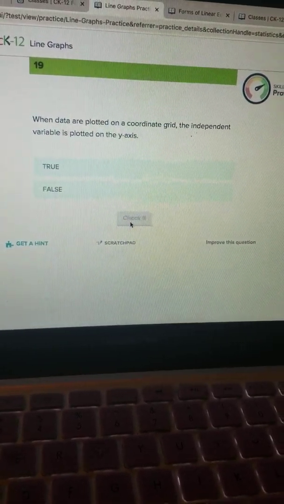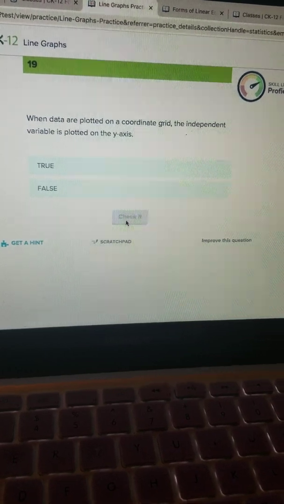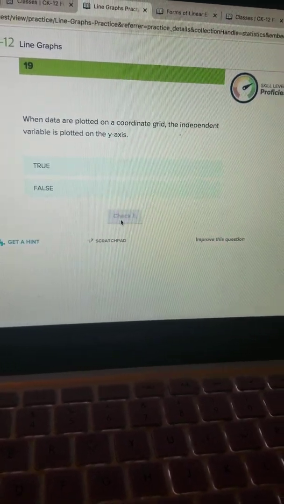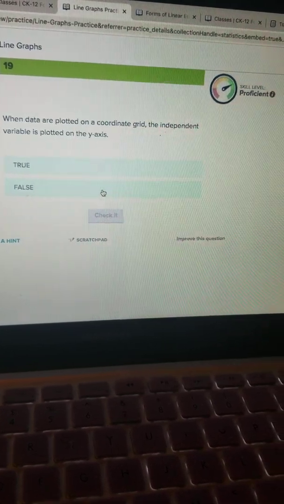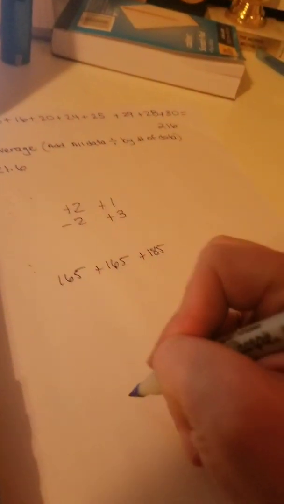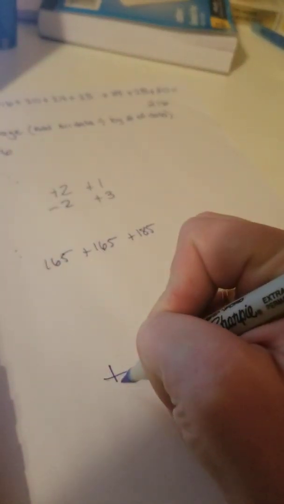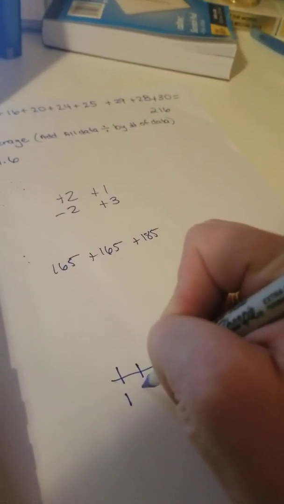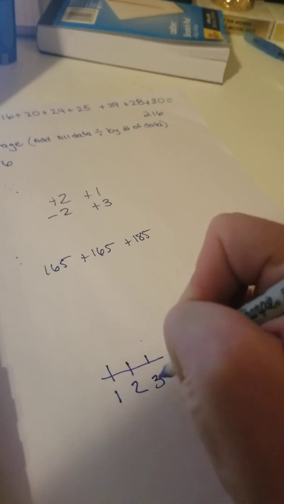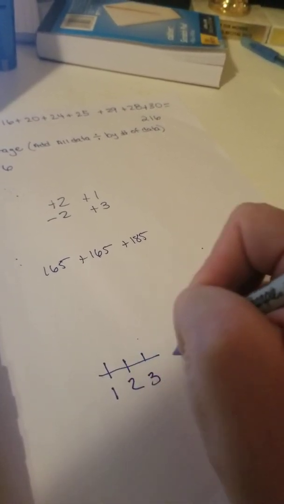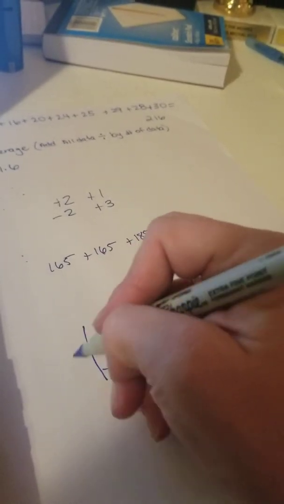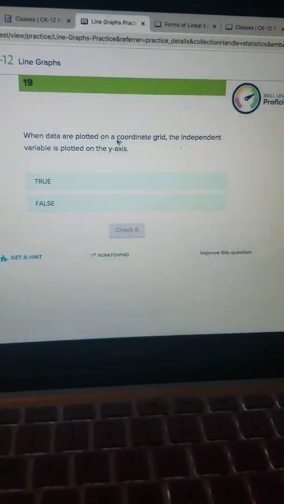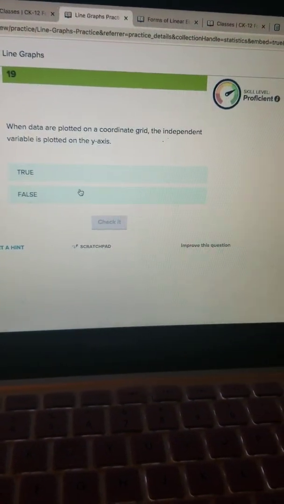When data are plotted on a coordinate grid, the independent variable is plotted on the y-axis. No. With the data, you want to know what 1 year, 2 years, 3 years, this is independent, and the years are dependent on however much they sold, what their advertising was. So the independent is on the y-axis? No.